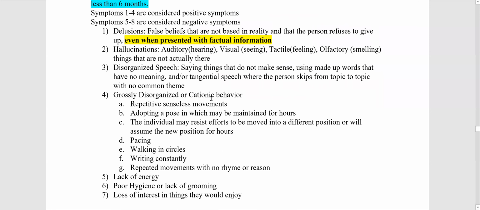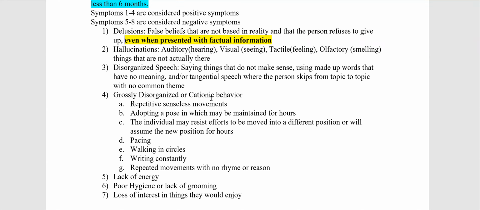Grossly disorganized or catatonic behavior, so repetitive senseless movements, adopting a position in which it's maintained for hours, and the individual may resist efforts to be moved in a different position or will assume the new position for hours as well. Pacing, walking back and forth, walking in circles, writing constantly of things that may not actually be possible or realistic. They might not even know what they're writing, but they figure out that it's super duper important. So they're writing very, very fast, or writing letters to multiple people, or repetitive movements with no rhyme or reason. They're just kind of flailing or rocking back and forth in the situation.